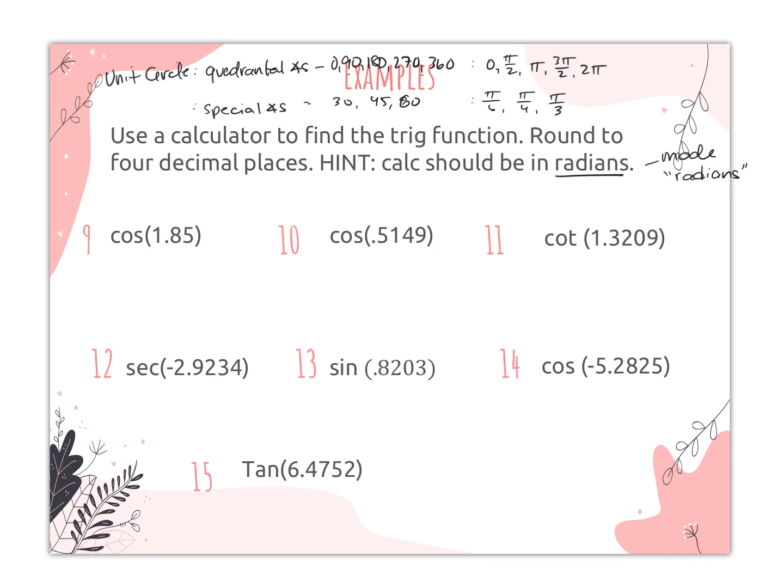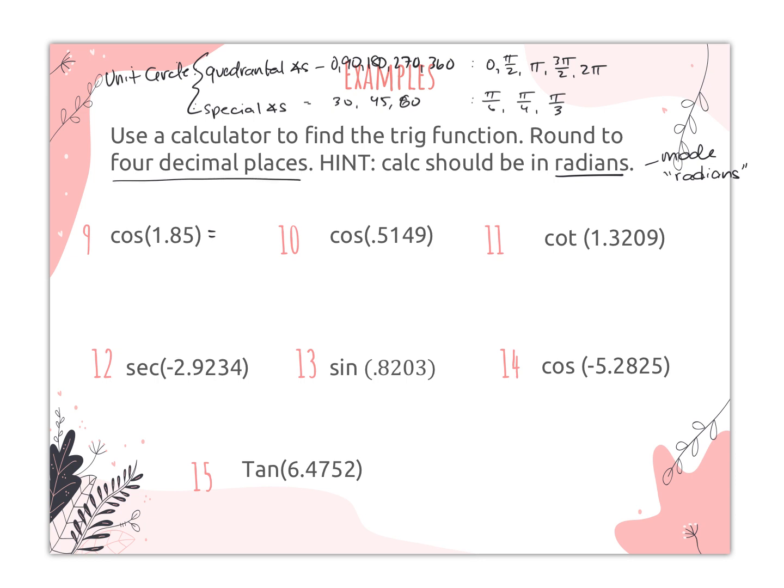Now what we're going to do is find values of cosine and sine and so on of other values that are not these up here. So you're just going to go to your calculator like you did before. Make sure it's in radians, and find the cosine of 1.85. First of all, you have to recognize that this is 1.85 radians, not 1.85 degrees. They want you to round it to 4 decimal places.